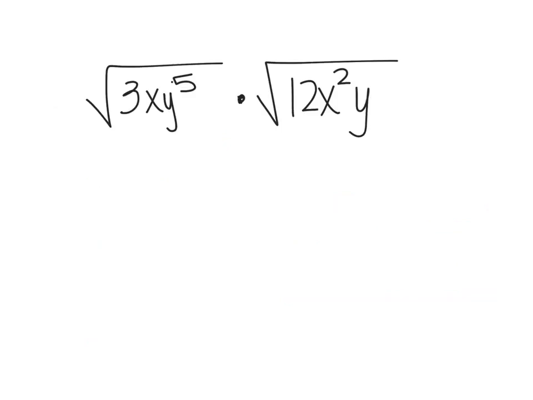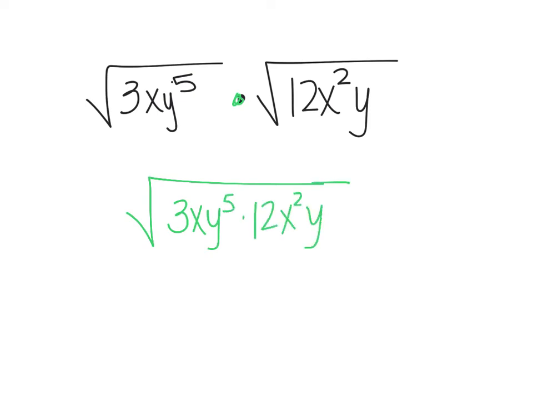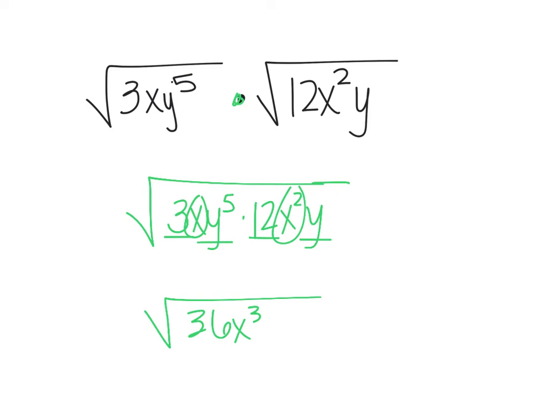All right, last one. So again, same thing. When you're multiplying 2 radicals, remember you can rewrite it as the first one times the second one, all inside one symbol. Okay, so now I'm going to do a little bit of work here. I'm going to multiply 3 times 12, which is 36. And then x times x squared would be x cubed. And then y to the 5th times y is y to the 6th.